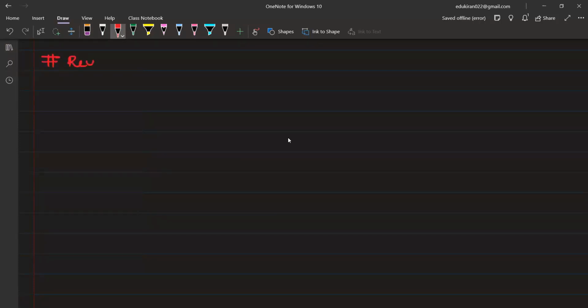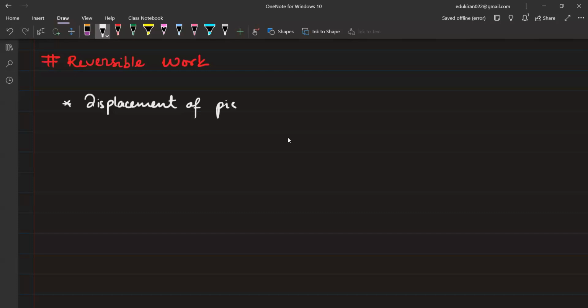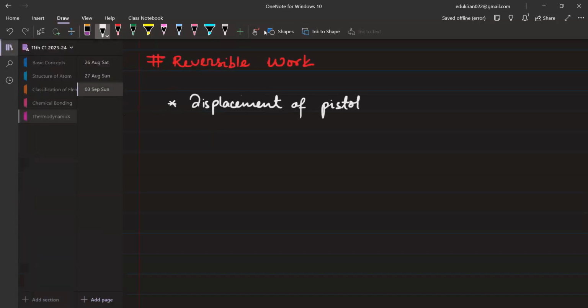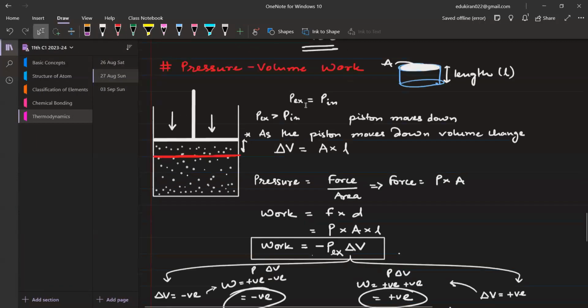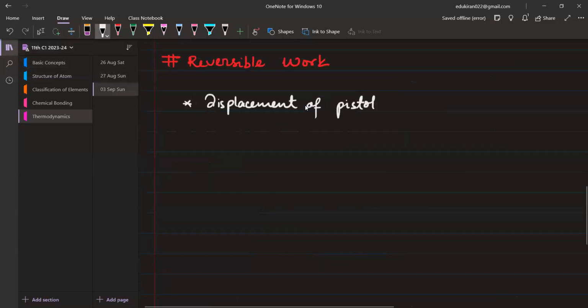Please write here reversible work. Now, the things in the reversible work will be a bit different. For example, the displacement of piston, last time we took it as L. What did we take? Look, we took the displacement of the piston, write piston. This was taken as L, right? Length L.